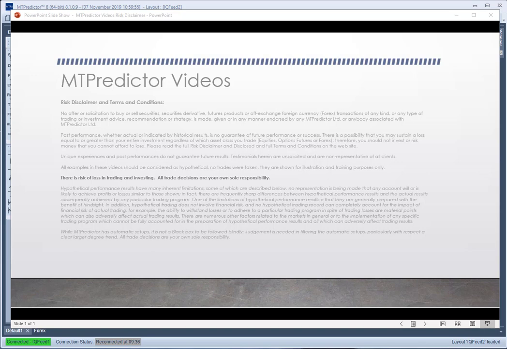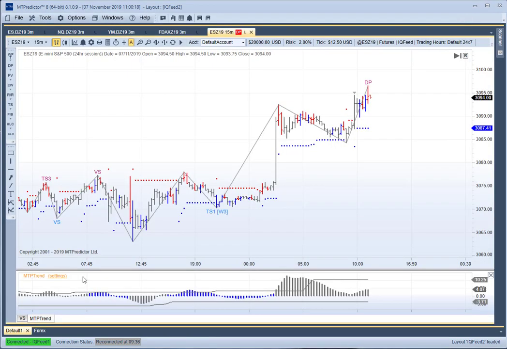But as usual, we have to look at our risk disclaimer and remind you that all examples in these videos should be considered as hypothetical. No trades are actually taken, they're just shown for illustration and trading purposes only. Remind you there's a risk of loss in trading and investing. Put another way, all professional traders know and understand, but more importantly accept, that losses can and will and do unfold. It doesn't matter what trading approach you take, there always will be losing trades.